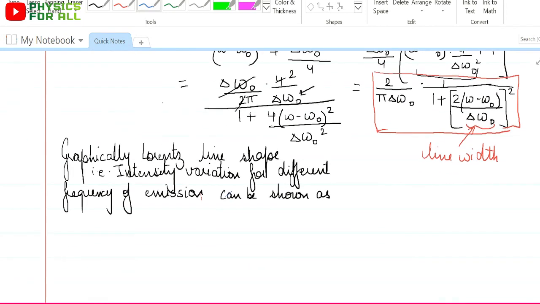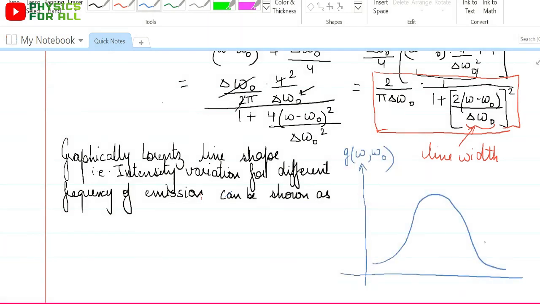We can draw the graph here. We can show the intensity variation for different frequencies. So this is our omega and this is the g(omega, omega naught), which is our line shape function. Now you know the peak that we obtain is for the central frequency, which is here the natural angular frequency omega naught. So for this natural angular frequency or the central frequency, we are going to get the peak. That means the intensity is going to be maximum.